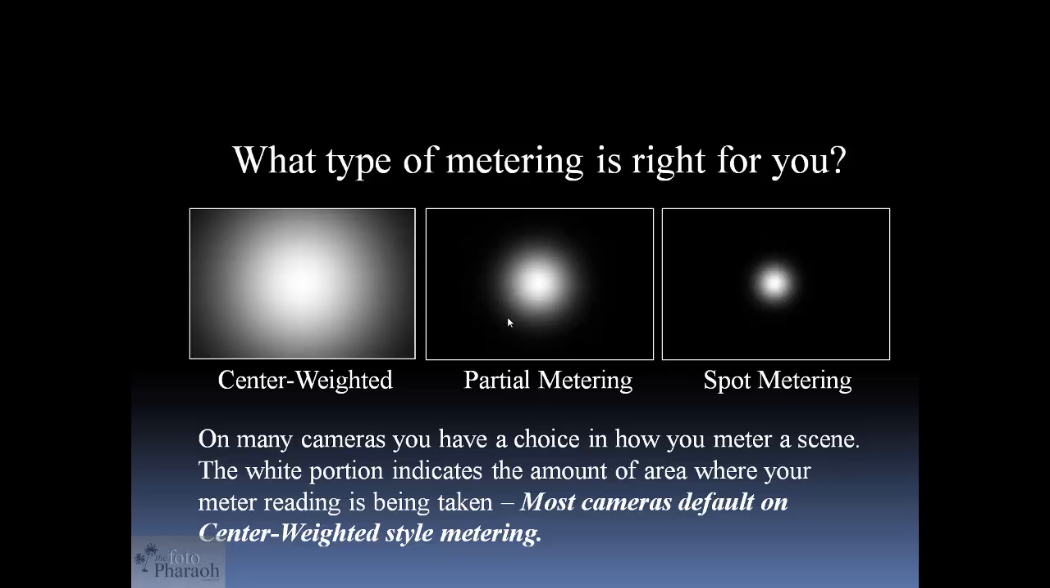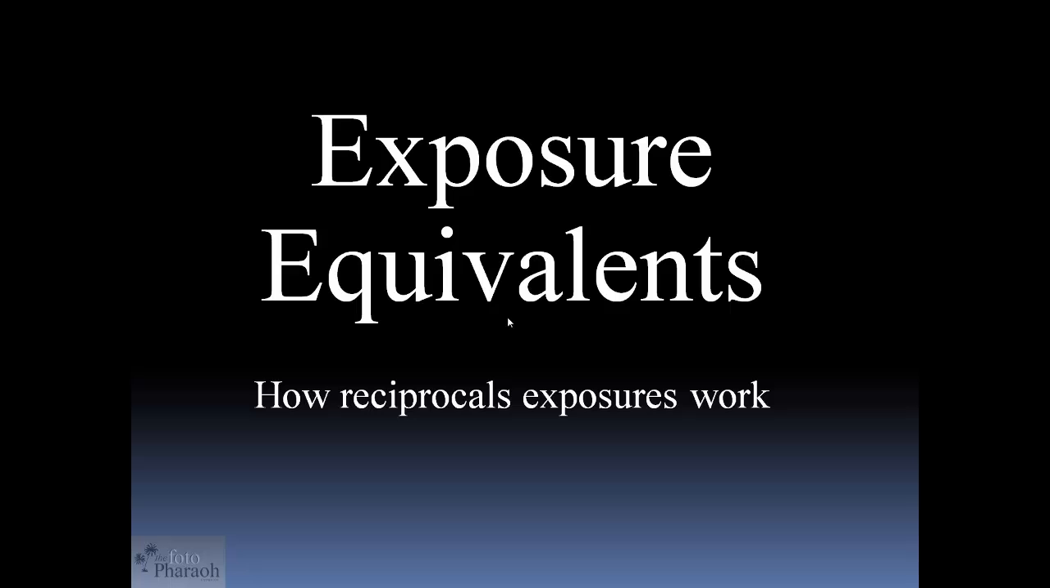The center weighted metering here on the left is the average, or how most cameras are defaulted as far as metering. Everything that is white is measured by the camera. Partial metering is another effect, and spot metering, you can see, goes down and gets even more specific on a scene. Again, by default, most cameras are center weighted metering.